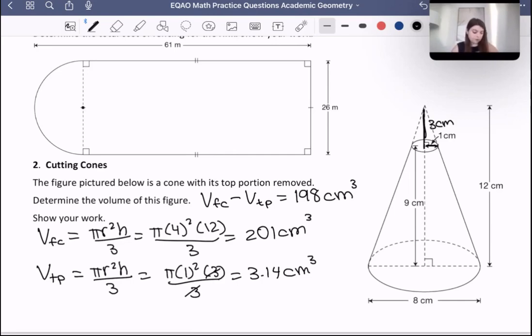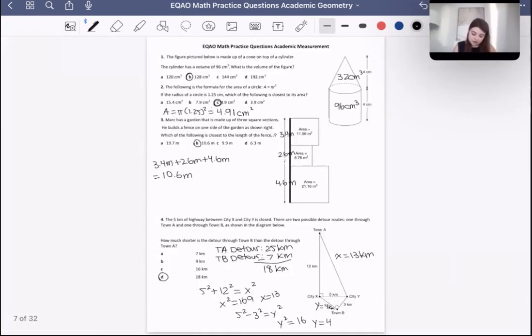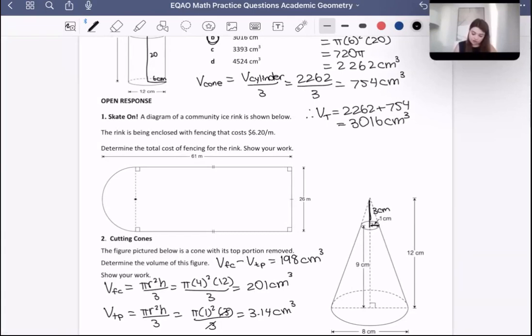All right, well, that is everything for the measurement part of the EQAO preparation. I hope you learned a lot from this, and I do hope too that this kind of reinforces not only the skills you need for EQAO, but also skills that we learned in general in this course, because that's always the goal too, is to kind of tie this in with other things we've done in this course.